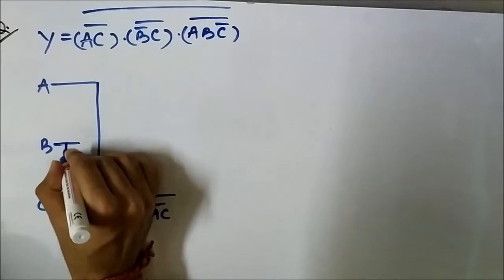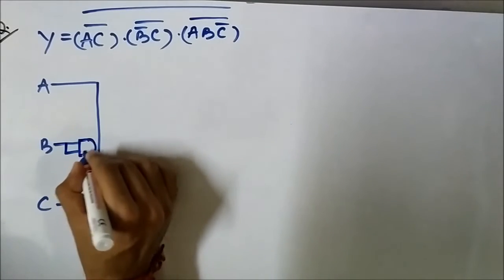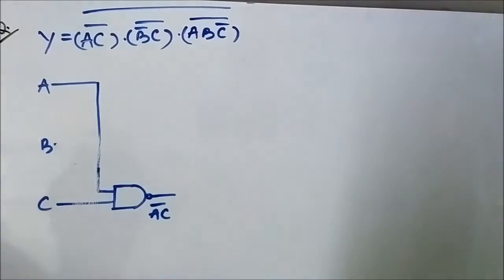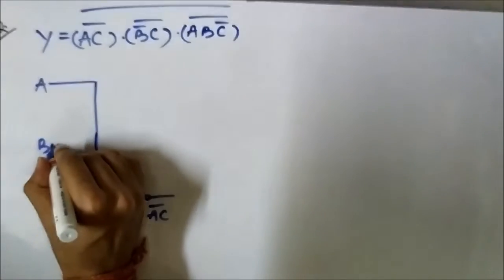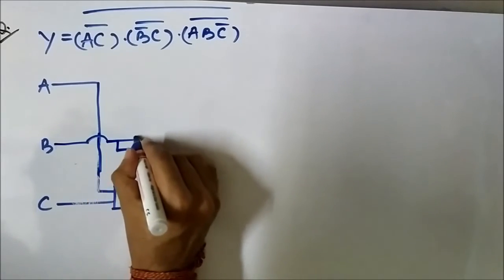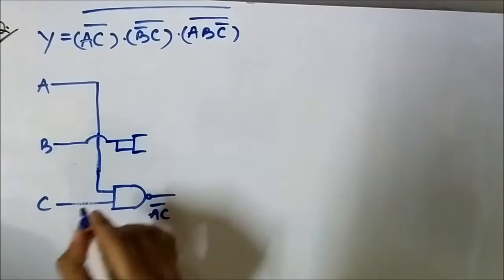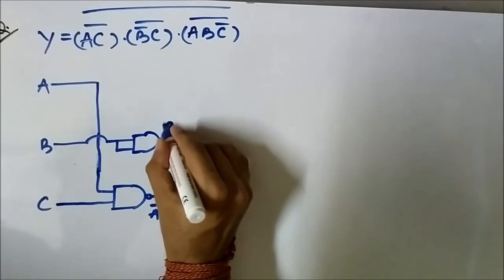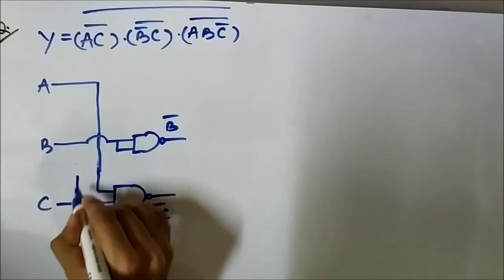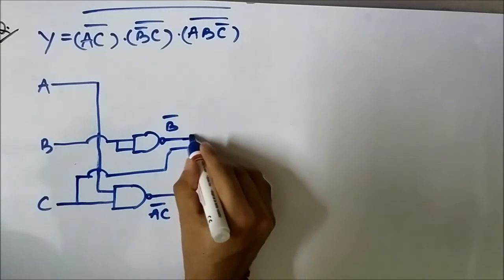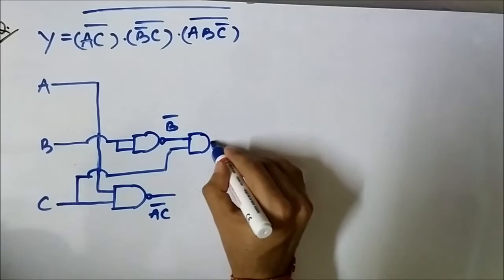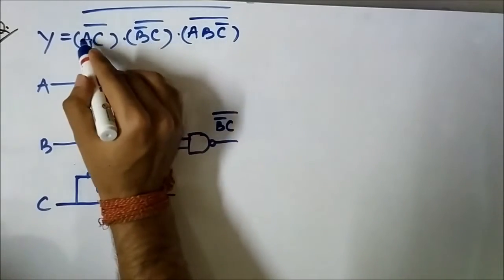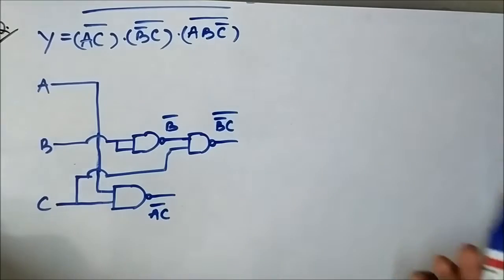Then we need B bar. Here there is lack of space, but B we will pass through another NAND gate to get B bar. Then B bar and C we will pass through another NAND gate to get B bar C whole complement. So these two terms we got, AC bar and B bar C whole bar.